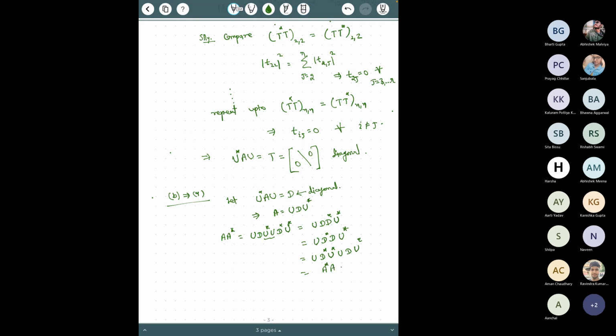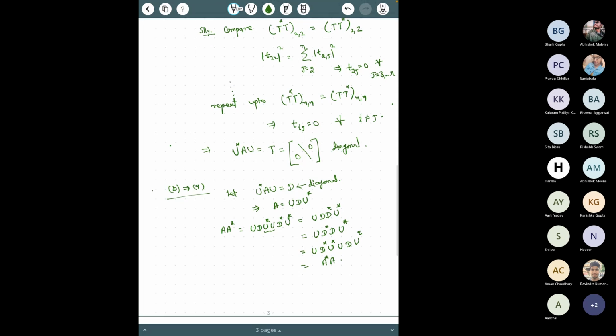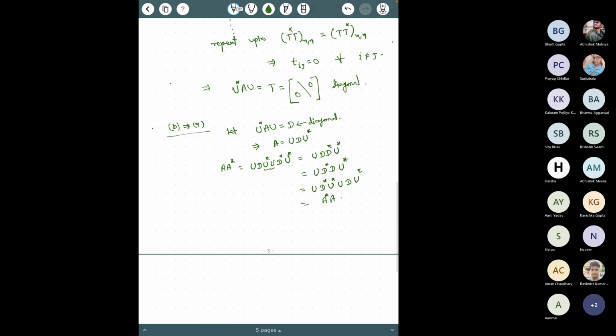And this implies A is normal. So A is normal if and only if A is unitarily diagonalizable. Good. Now let us prove B if and only if C, then all these three would be equivalent. So let us prove B implies C first. But this proof we have done already, a similar proof.